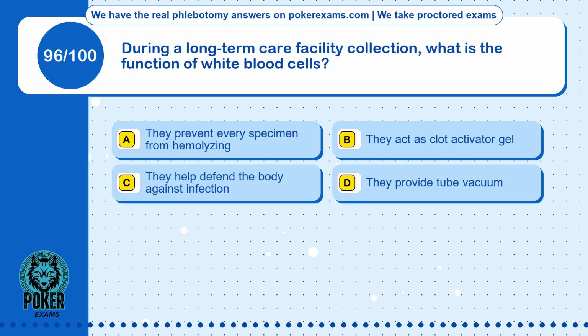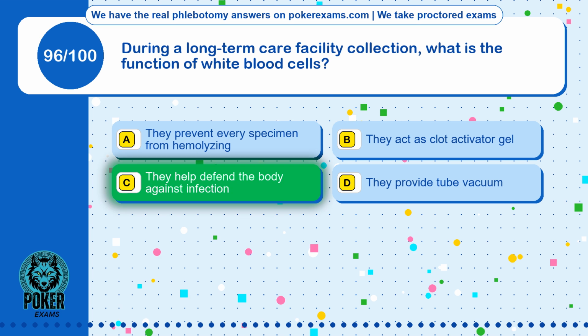Question 96. During a long-term care facility collection, what is the function of white blood cells? Option A. They prevent every specimen from hemolyzing. Option B. They act as clot activator gel. Option C. They help defend the body against infection. Option D. They provide tube vacuum.